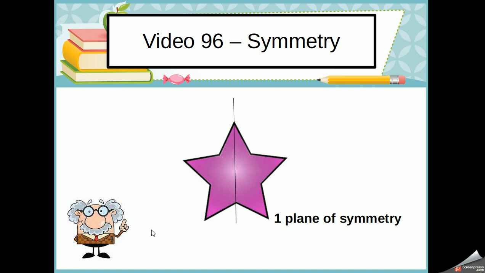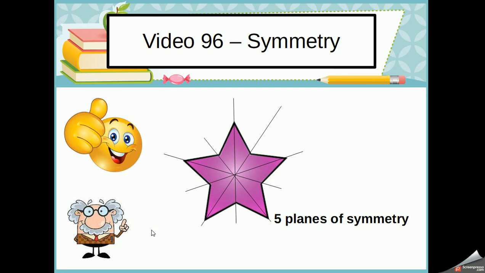But this shape doesn't have just one plane of symmetry. I can put one by here, and there would still be a mirror image. By here, here, and here. So all of those, there are actually 5 planes of symmetry on this shape. And all of those lines, each one makes the right and left side of that line look identical to each other.